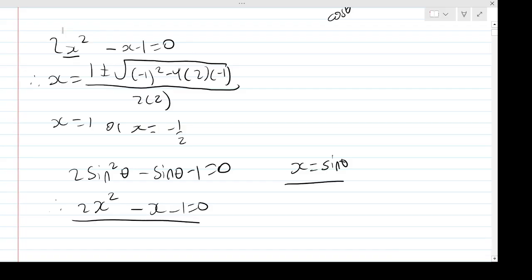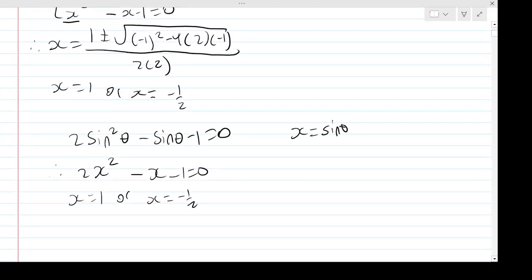We can then solve this quadratic, which we already did, to say x is 1 or x is minus a half. But we want to solve for theta, right? We want to solve for the sine of theta. So we need to reintroduce our substitution. Instead of x, it would be sine theta equals 1 or sine theta is minus a half. And so actually, these two are trig equations which I know how to solve from the previous sections. I can solve these two separate equations to get theta, okay? And that's literally the whole idea.